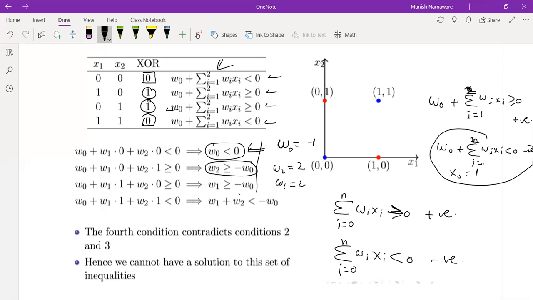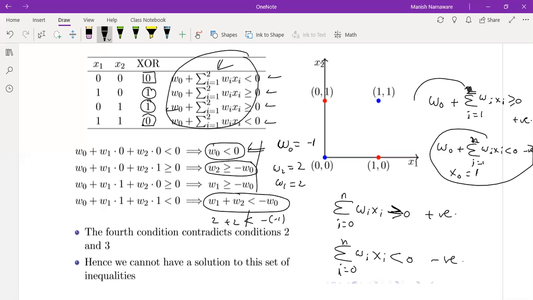But there is a problem with the fourth condition. Once the first three conditions are satisfied with the values we fixed, we cannot get a satisfactory answer for the fourth equation, because 2 plus 2 is not less than minus of minus 1. This is not true.